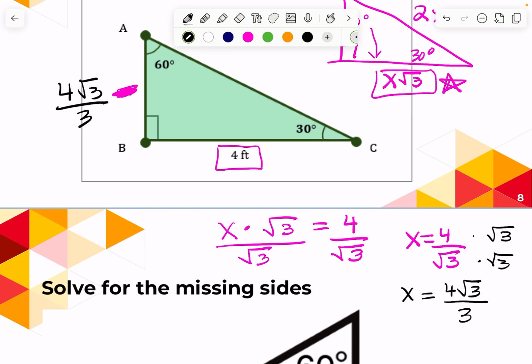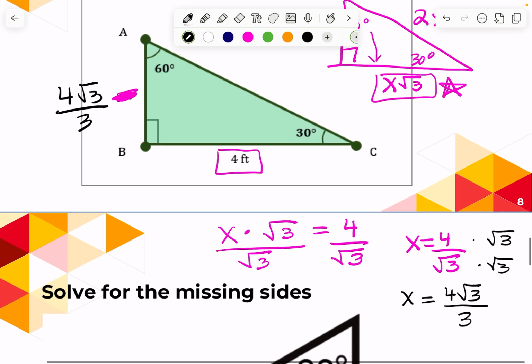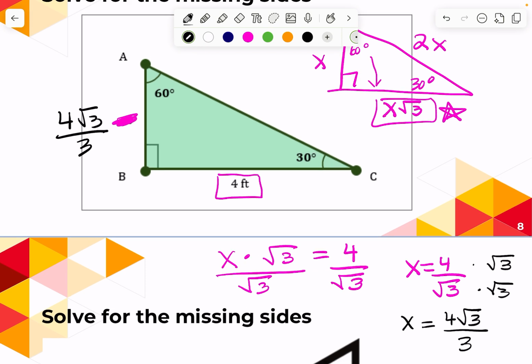And I know you're probably thinking this is really not that much better than what we had originally, but it's just like a little thing that mathematicians care about. Also, when you're doing like Delta Math or online math programs, they like the answers to be rationalized, so they normally don't accept answers that have square roots on the bottom.